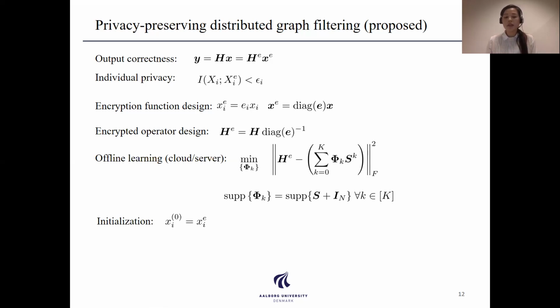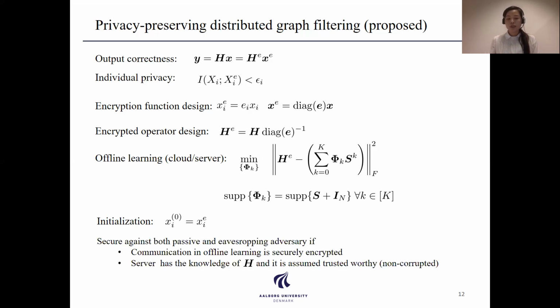Now let's see how we conduct it. In this case, the initialization is conducted using the encrypted data, not the original private data, right? So we use the encrypted data to initialize the XI0, such that your privacy is protected. And when dealing with the passive and eavesdropping adversary, the condition is actually very mild.